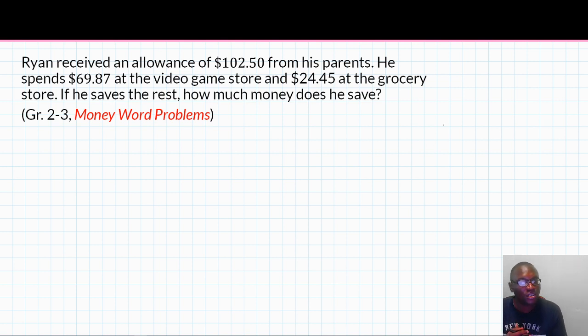Okay, so we have our 2nd to 3rd graders again. We have a money word problem. Here we're looking at Ryan receiving an allowance of $102.50 from his parents. He spends $69.87 at the video game store and $24.45 at the grocery store. If he saves the rest, how much money does he save?